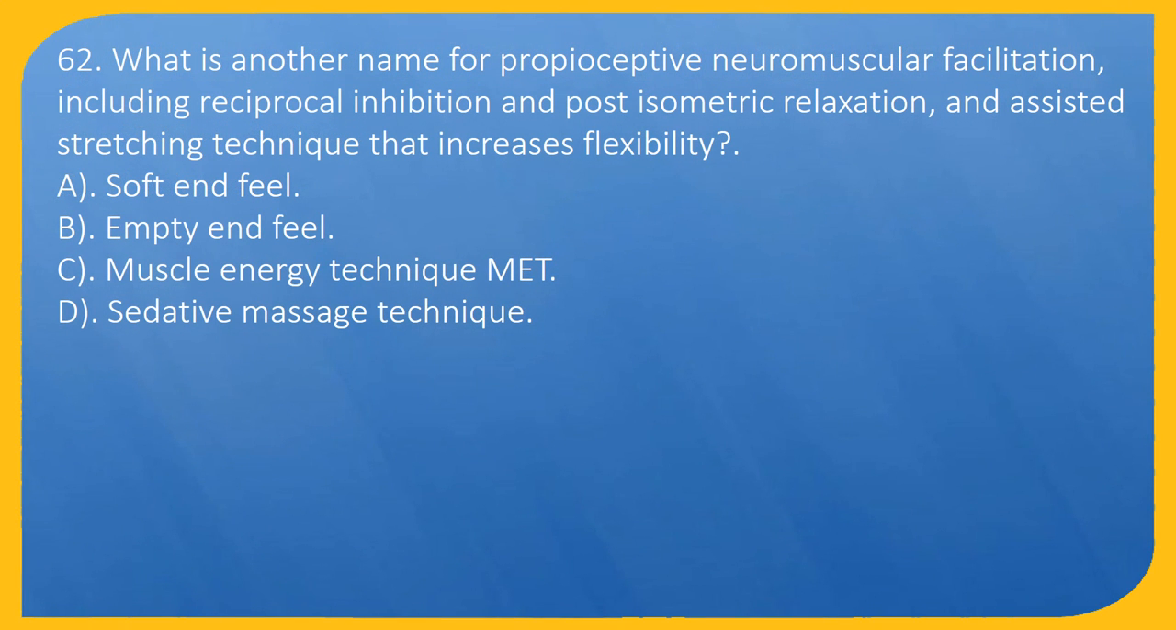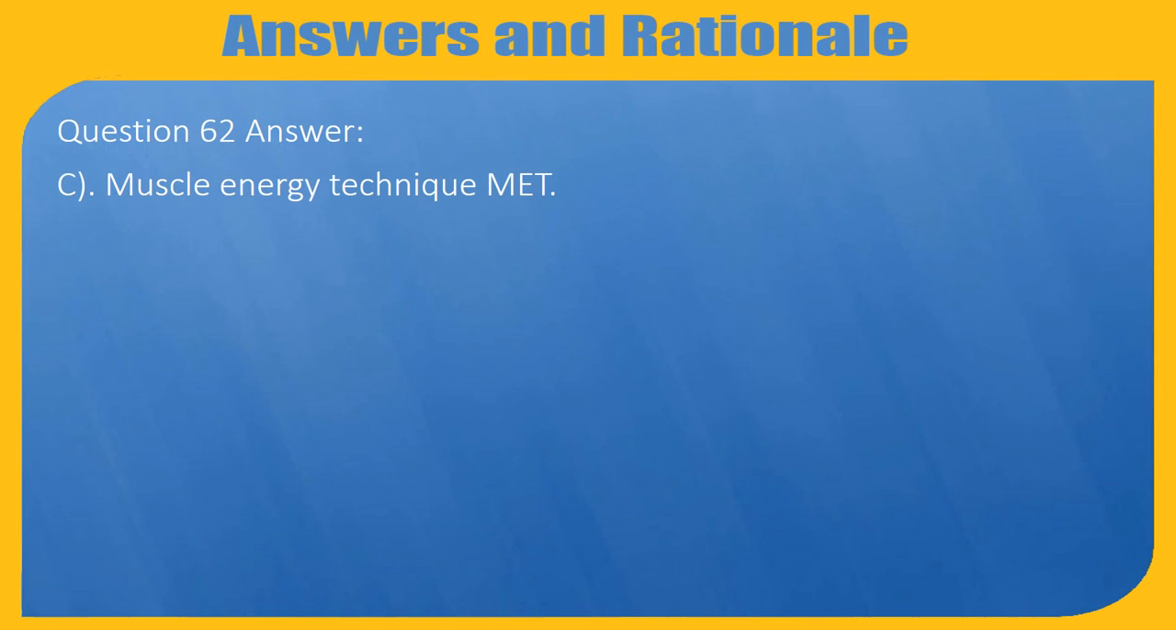Question 62. What is another name for proprioceptive neuromuscular facilitation, including reciprocal inhibition and post-isometric relaxation, an assisted stretching technique that increases flexibility? A. Soft end feel. B. Empty end feel. C. Muscle energy technique MET. D. Sedative massage technique. Question 62. Answer C.